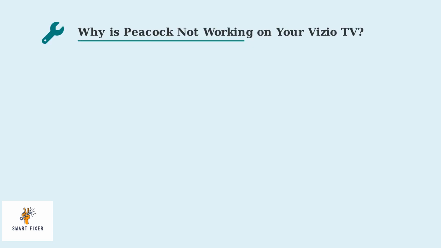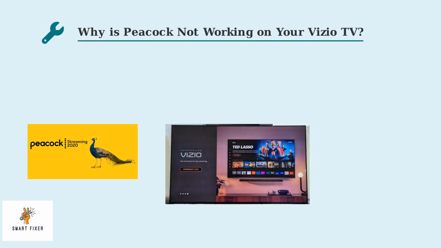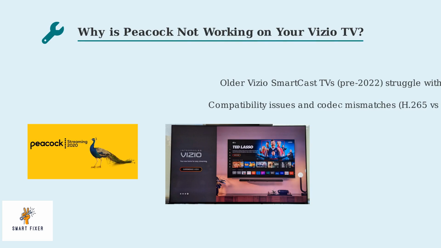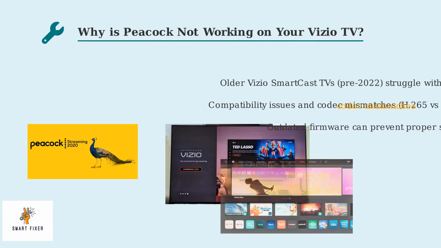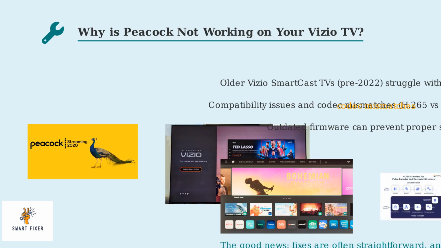Peacock issues on Vizio TVs often stem from a few key reasons. Older Vizio SmartCast TVs from before 2022 struggle with Peacock's streaming demands. Compatibility issues and codec mismatches, like differences between H.265 and H.264 encoding, can cause playback problems. Outdated firmware may also prevent the app from working properly.